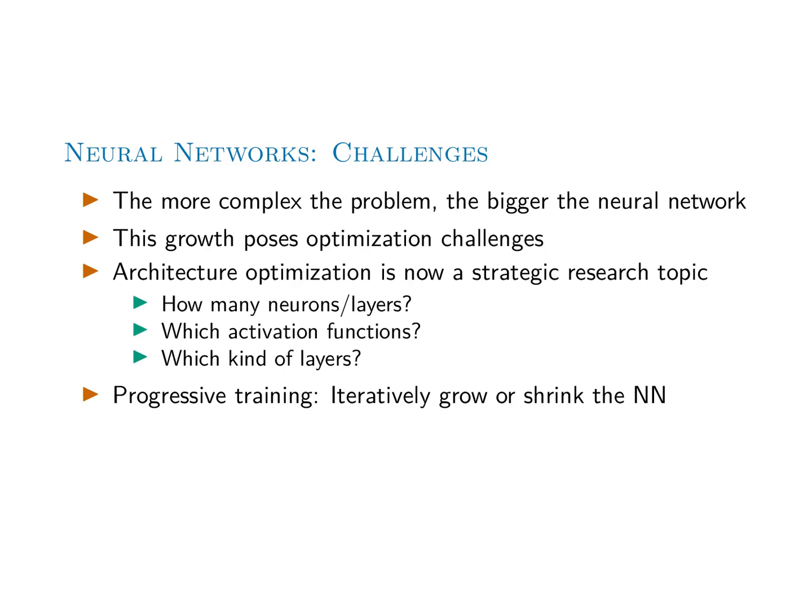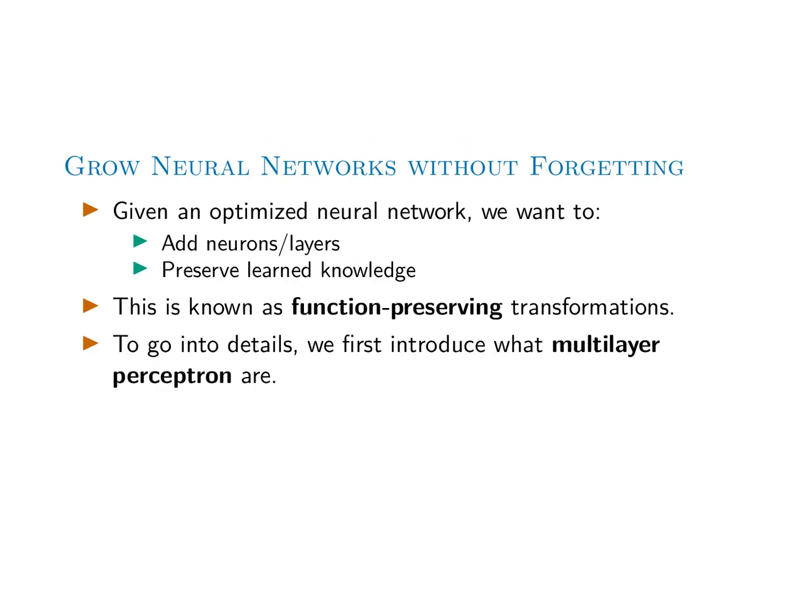One idea is progressive training, where we iteratively grow or shrink the network as we learn. Suppose you already have a well-trained network. You would like to add neurons or layers, but you don't want to throw away everything it has learned. That's called a function-preserving transformation. We create a new, deeper or wider network that gives exactly the same output as the original for every input.